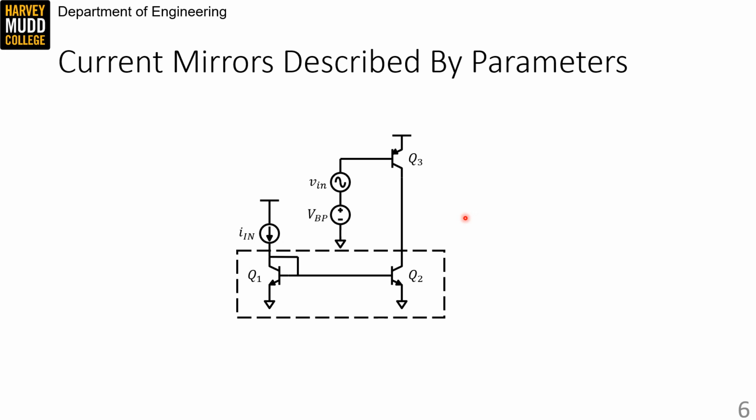In order for the current mirror to operate, we need to make sure we maintain some minimum voltage on the input wire to keep the mirror devices in forward active. And that voltage is called Vin. We also need some minimum voltage on the output wire to keep everything in forward active, and that's called Vmin.